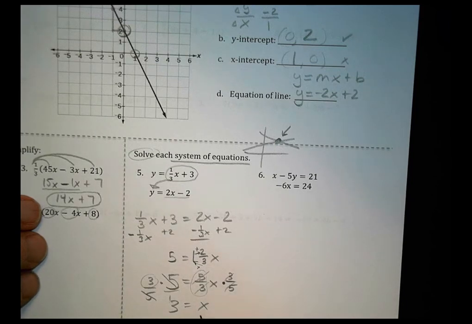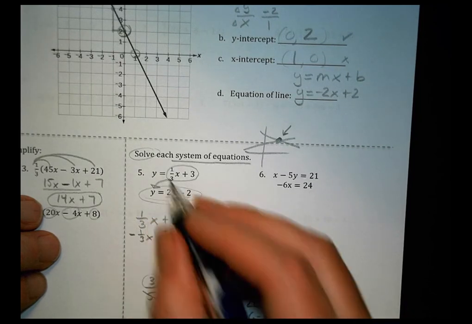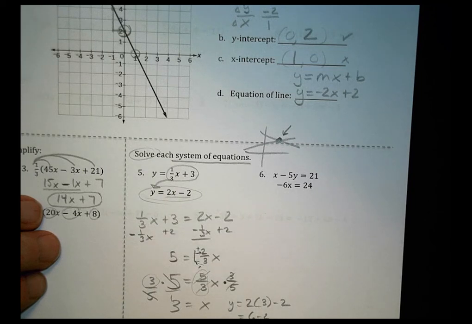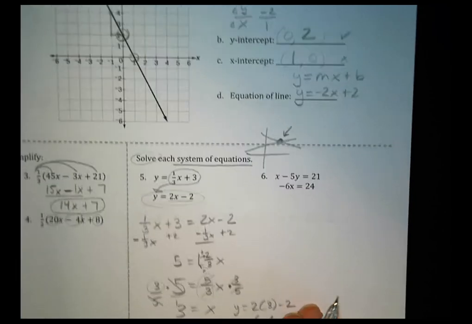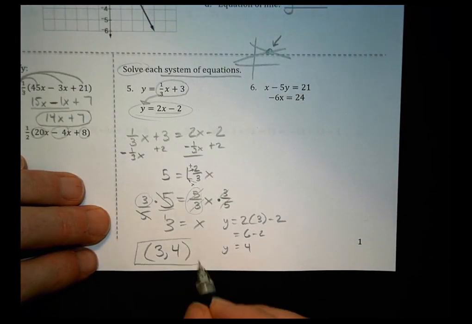Now I need to find out what the y coordinate is going to be. So I'll take this 3, and we can plug it back into either one of these equations. I'll just do this one right here. So y equals 2 times 3 minus 2. Where did the 3 come from? The value of x is 3. So y equals 6 minus 2, so y equals 4. So our coordinates for the first pair of equations will be 3, 4. Alright, and that's what we have there.